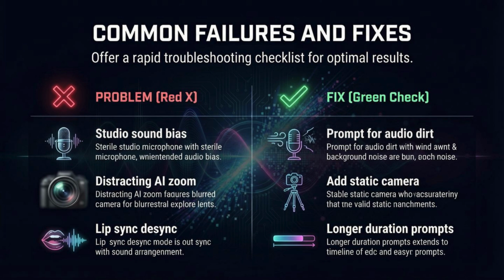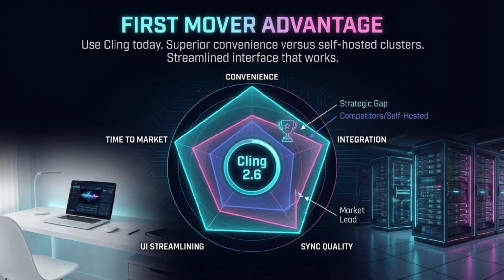Okay, problem 2. The distracting AI zoom that seems to plague every generative video model. That happens because the model thinks it needs to add a little movement for dynamism. The fix is simple. Use control prompts: add static camera, tripod shot, or fixed lens to your negative prompt, and it will lock the camera down. And finally, the lip sync desync we talked about. Which almost always happens in short 5-second clips because there isn't enough time to resolve the phonemes. The fix is just to switch to 10-second generation. That gives the system the space it needs and solves most desync issues right away.